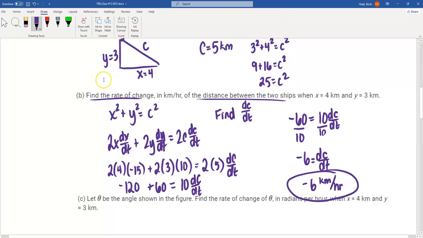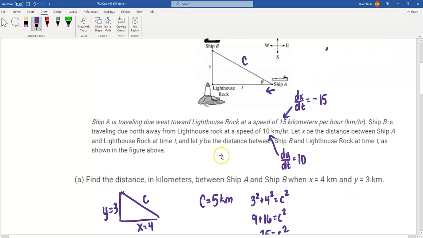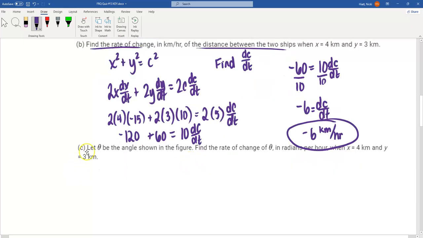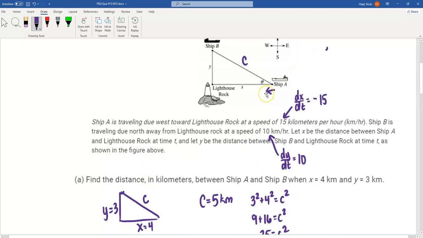Okay, so then they're going to ask us to do a different question, right? Same scenario, different question. They have marked this angle right here, and they have said, let theta be the angle shown in the figure. Find the rate of change of theta in radians per hour when x equals 4 and y equals 3. So if we're throwing an angle in there, that switches this from Pythagorean theorem to, what should we use? Trig, right?